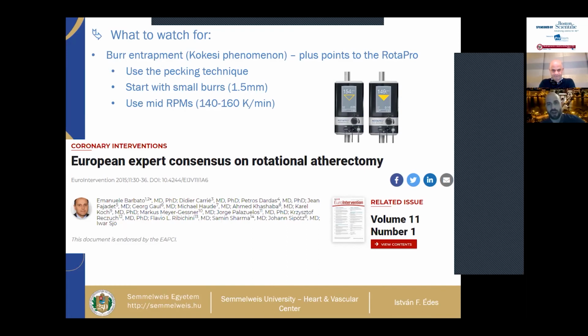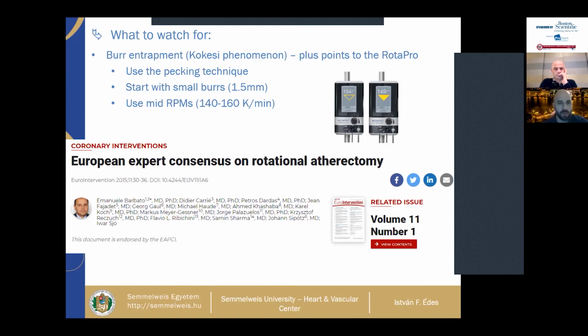There are very nice plus points for the RotaPro system because it warns you of an imminent stall and an imminent entrapment of the burr. You can see these yellow triangles. If there is a drop in the speed of the burr, the system will warn you with these yellow triangles. If it is below 5K, it's an open triangle. If it's above 5K, then the yellow triangle is full.